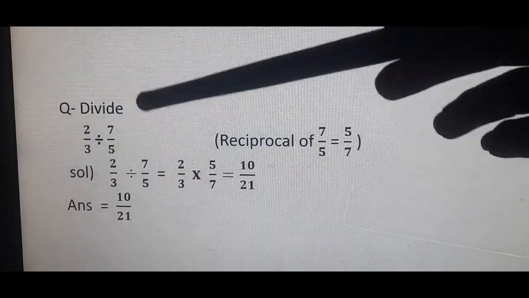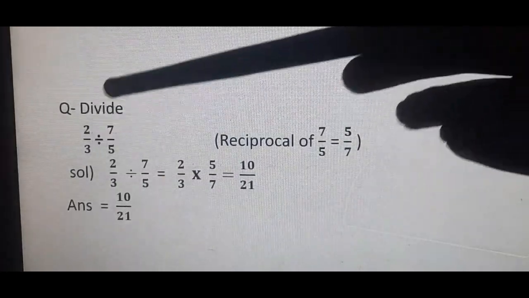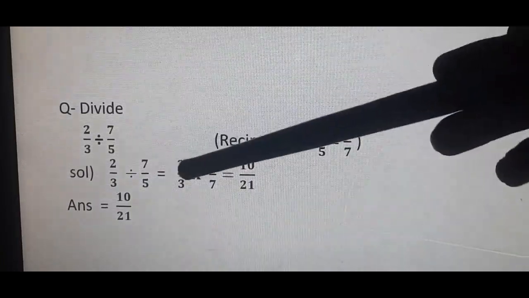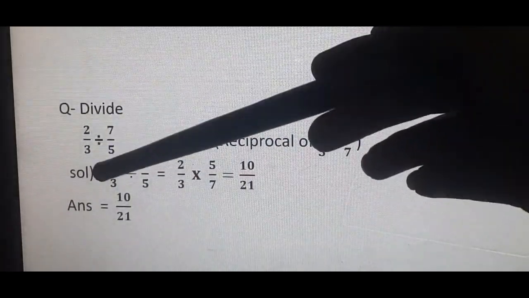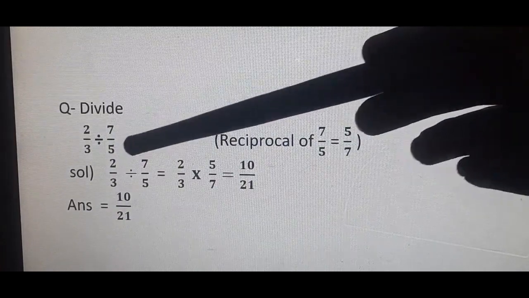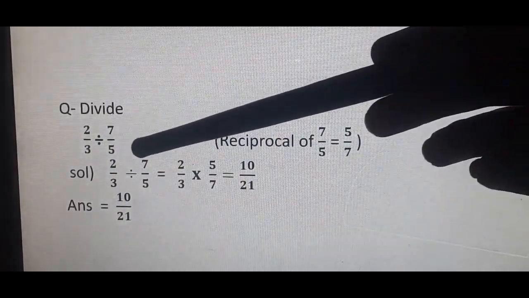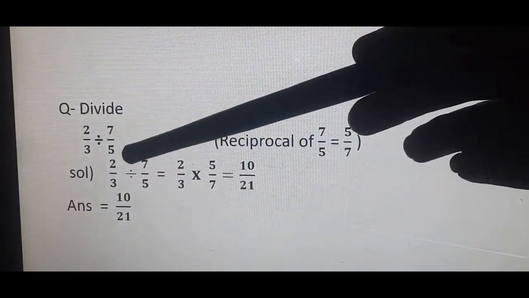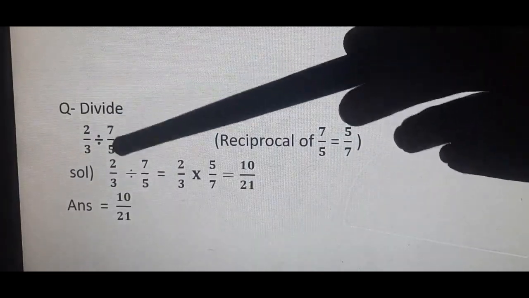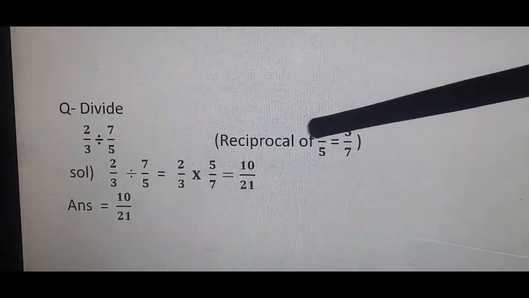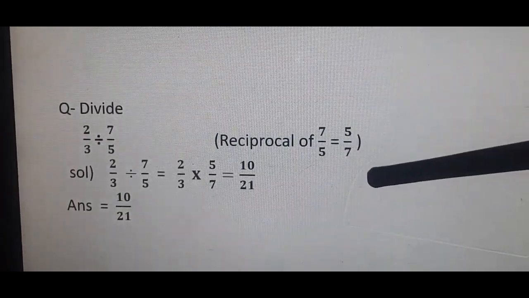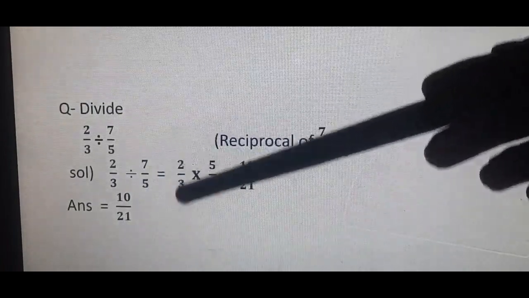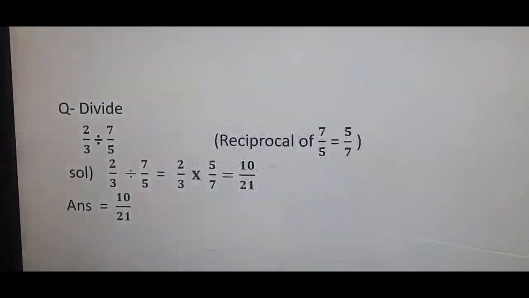Next part, division is also there. Divide. If it is written divide or solve or simplify, it means we have to find out the solution only. 2 upon 3 divide 7 upon 5. So now you know that we have to replace the division with multiplication, and we have to take the reciprocal of 7 upon 5. Reciprocal of 7 upon 5 is 5 upon 7. So 2 upon 3 divide 7 upon 5 will become 2 upon 3 multiply 5 upon 7.